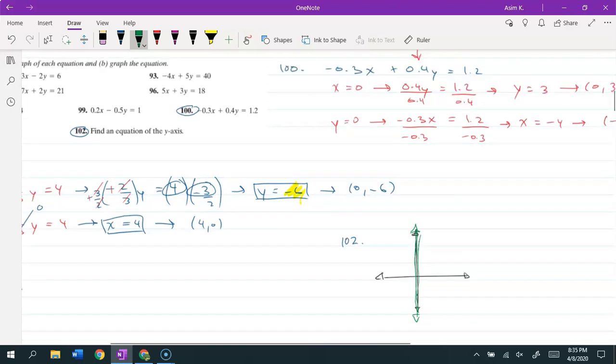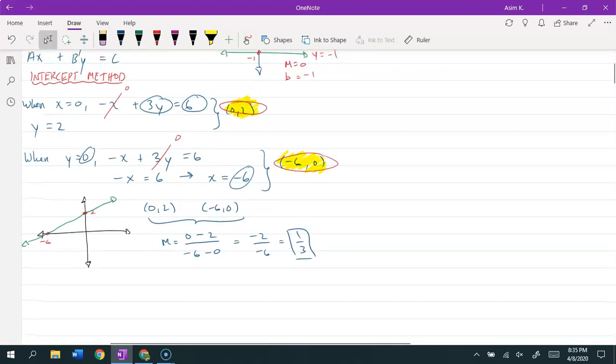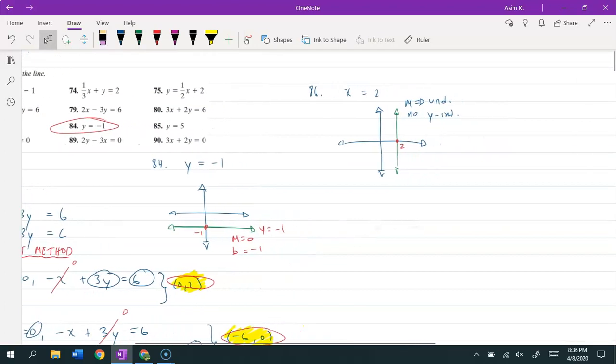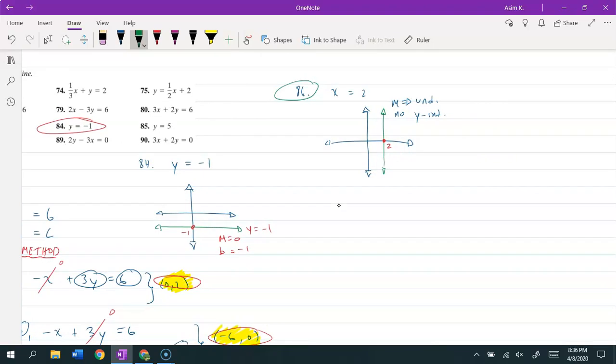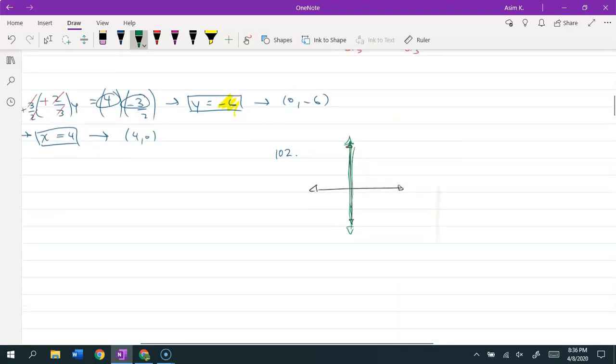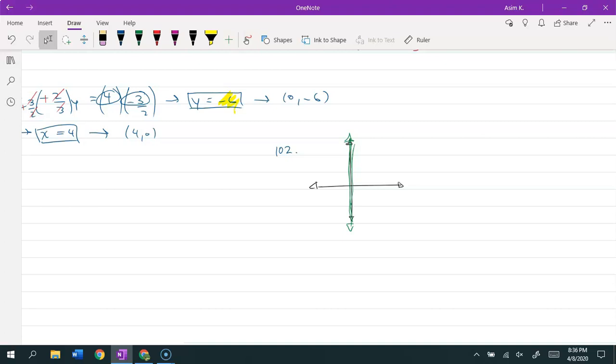If you don't understand what I'm saying, think of this previous problem that we had a little while earlier in number 86. When there was a vertical line that was running down 2 on the x-axis, we said x is equal to 2. Well, now you have a vertical line that is running down the y-axis. Think about it.